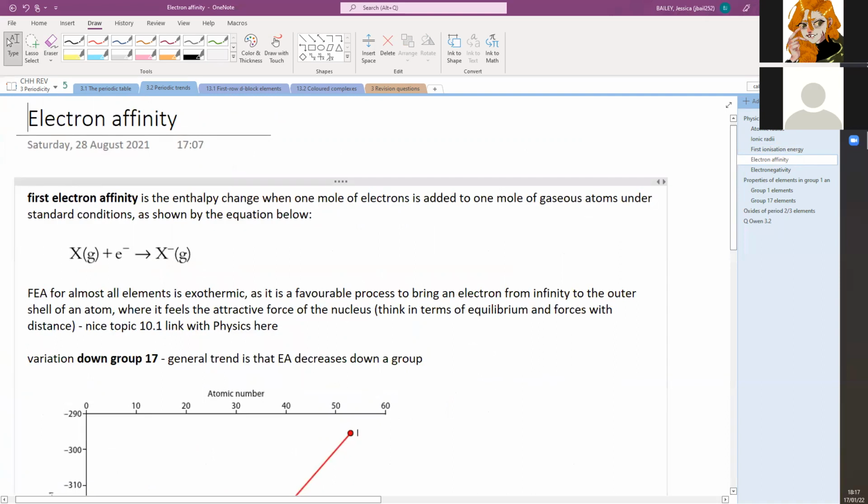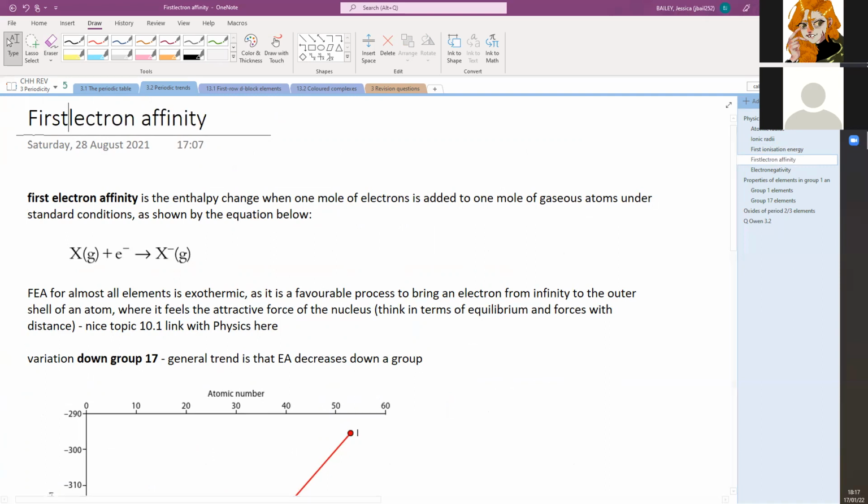Electron affinity. And this seems to only talk about first electron affinity, so I might want to change that title. This is another definition you should know from topic 5. Again, always talk about moles of things. So it's 1 mole of electrons, not being removed this time, they're being added to 1 mole of gaseous atoms. And so I'm making all of my gaseous atoms negative ions, is what this equation shows.